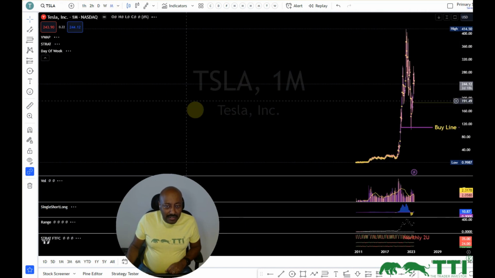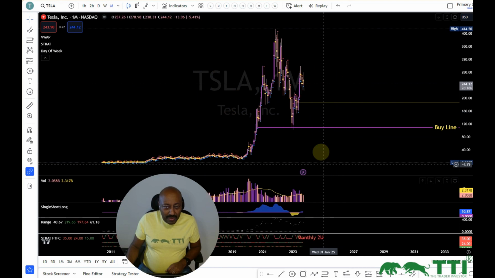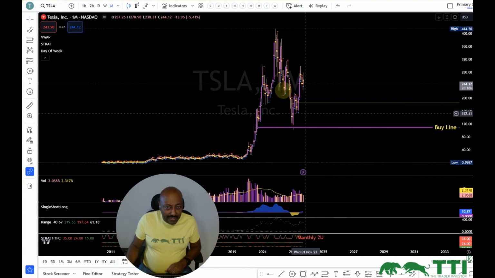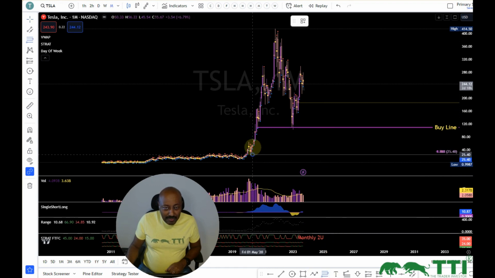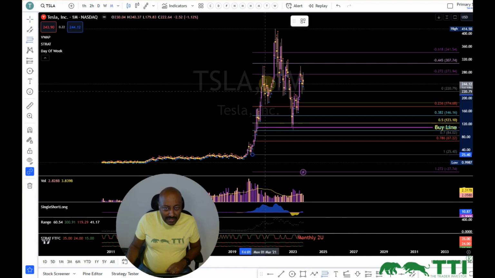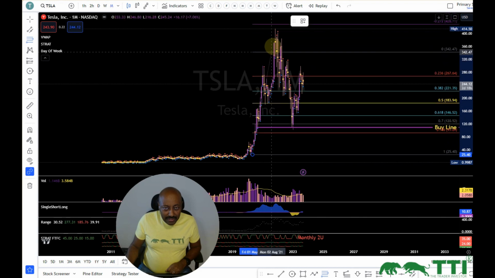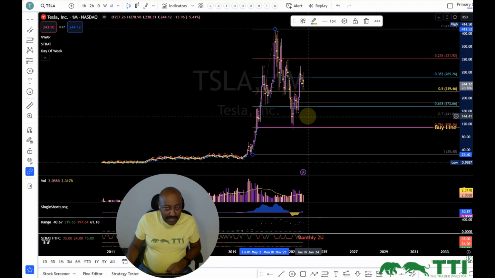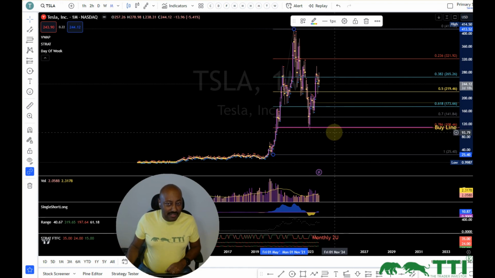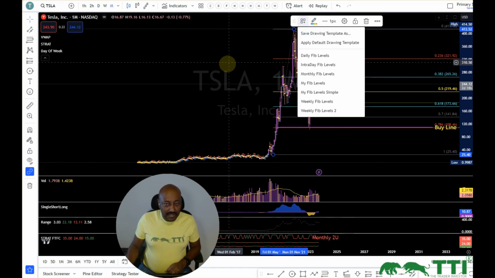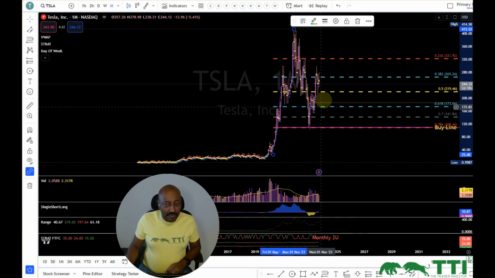So let's start with monthly. I think it's kind of a confusing state that Tesla is in, but it's still in an uptrend, right? In an uptrend, but it broke even the 61.8. Right? It came down and tested the 78.6, right? And so this is our monthly levels.